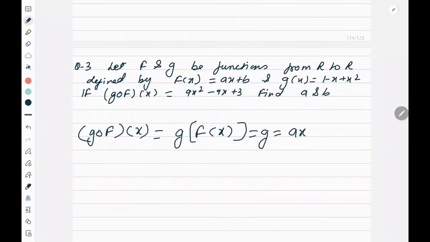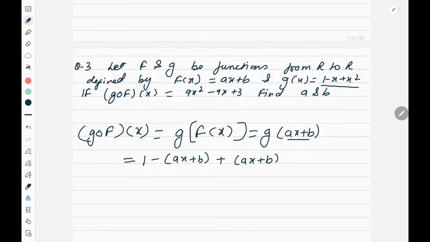f of x is nothing but ax. I wrote something wrong. Let me clear it. I'll write g of f(x). f(x) is what? ax plus b. Now what is g of this? Now g of ax plus b means the role of x will be played by ax plus b. So I'll write down here, if I apply the definition of g, 1 minus x plus x square. So (ax plus b) square. Now open this, 1 minus ax minus b plus a square x square plus b square plus 2abx.